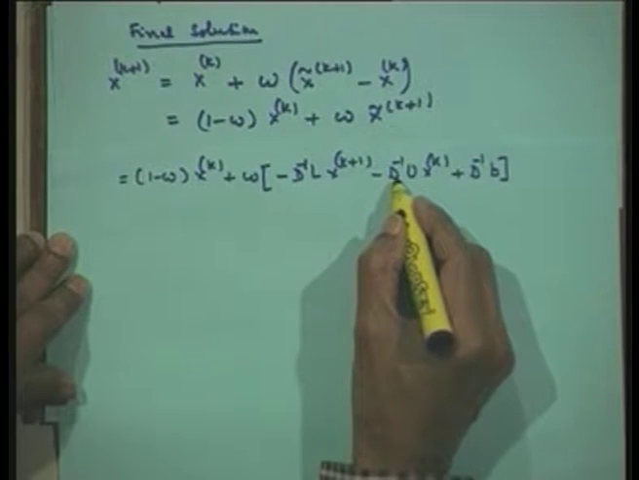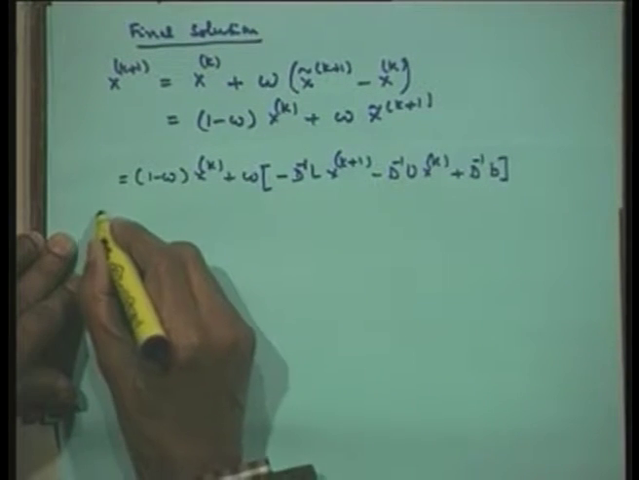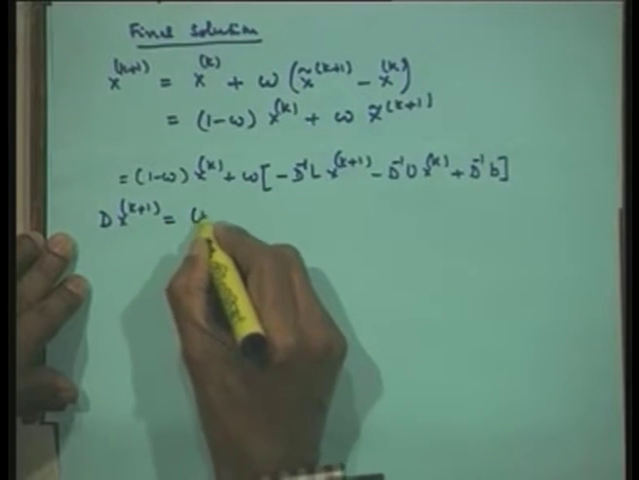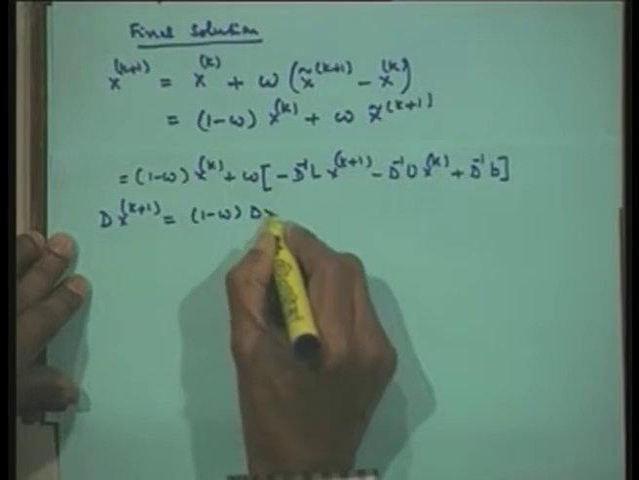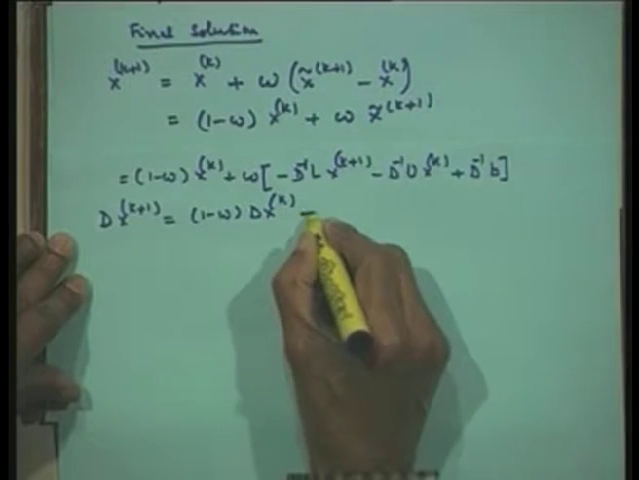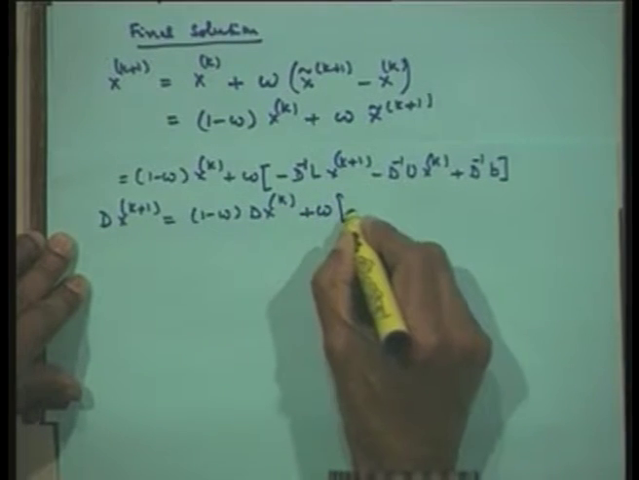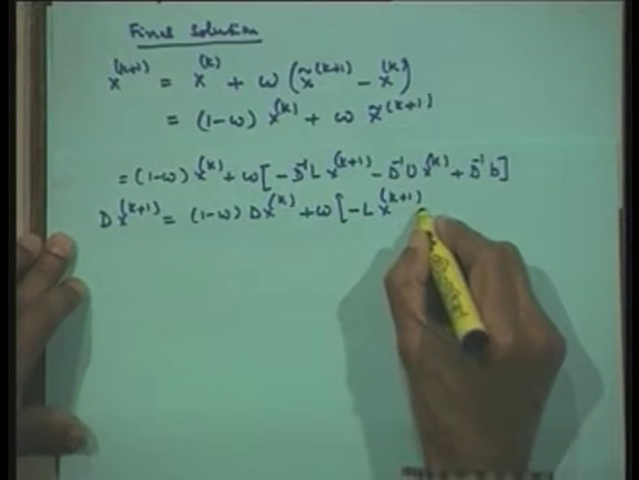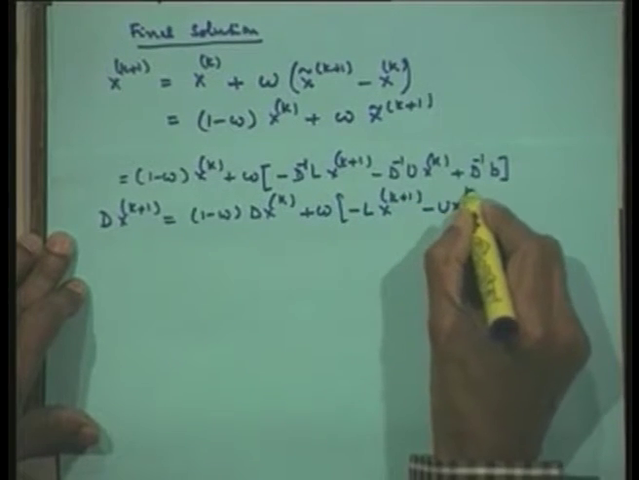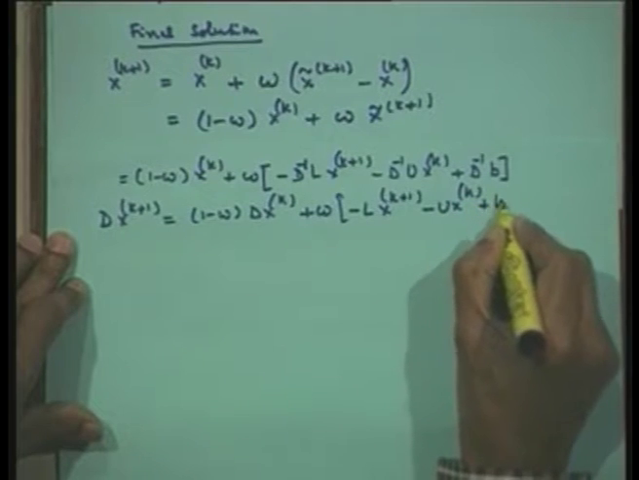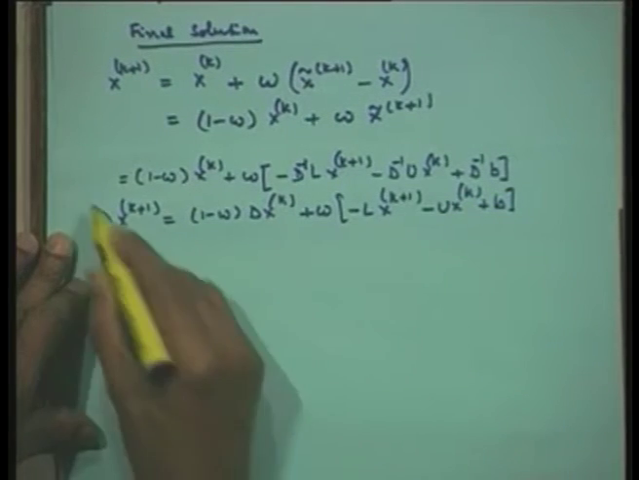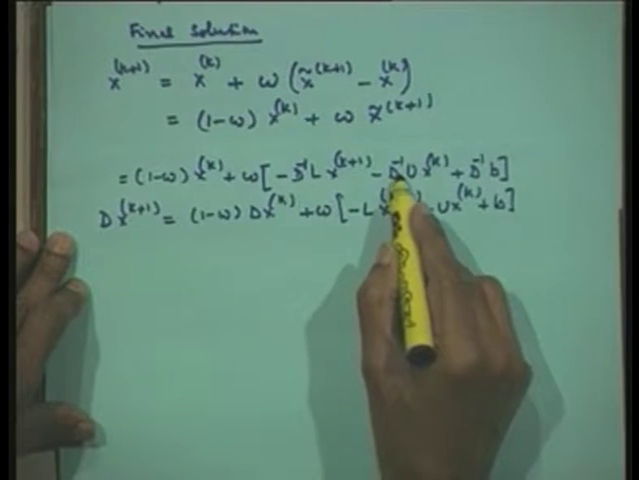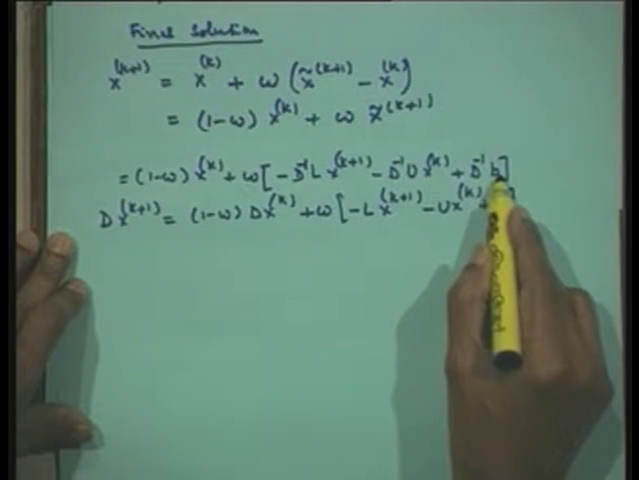D inverse from here. Therefore, I would get D x k plus 1 is 1 minus omega D x k plus omega minus L x k plus 1 minus U x k plus b. I mean we have pre-multiplied throughout by D, so that this will simply become minus L, this is minus U, and this is simply b.